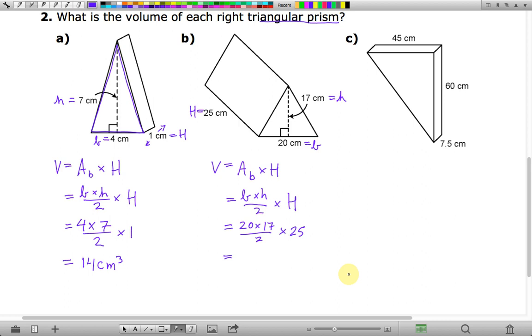So if you multiply those things through, you should get 4,250 cubic centimeters.